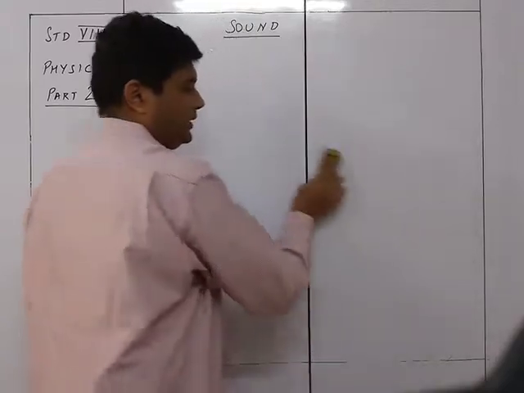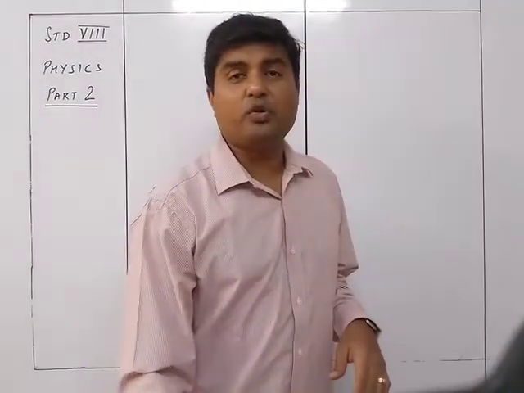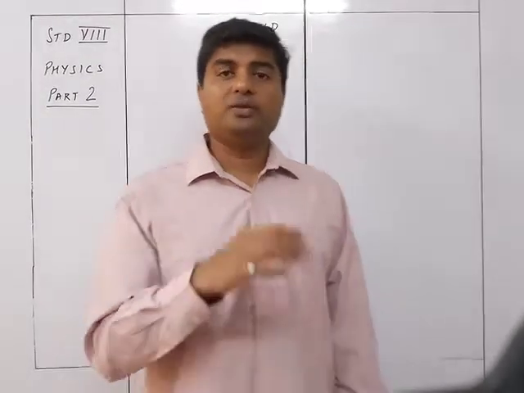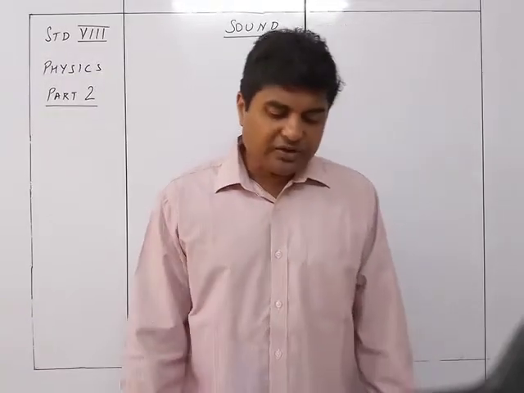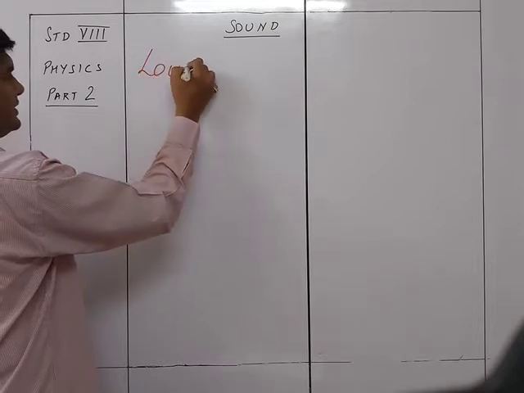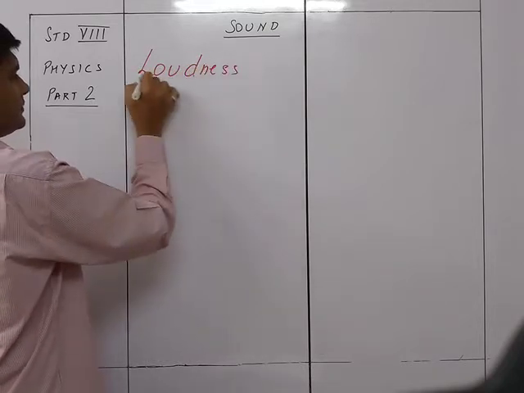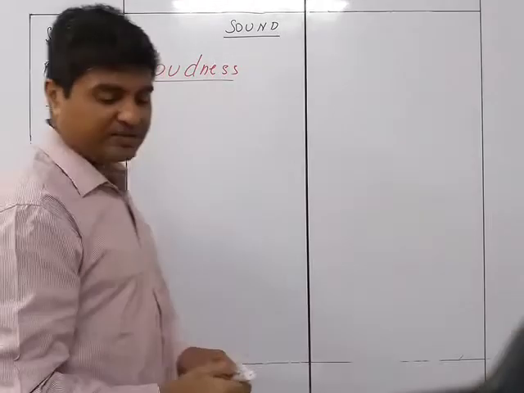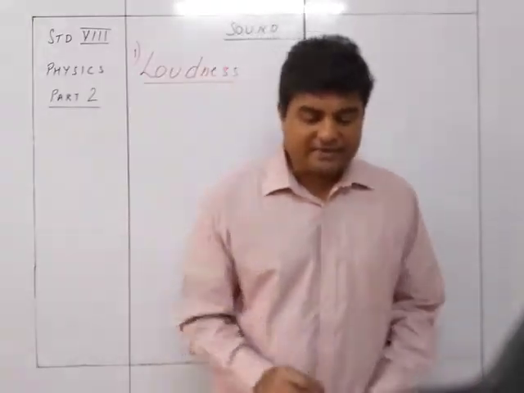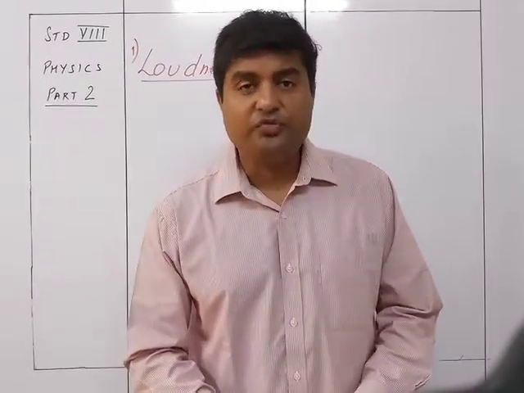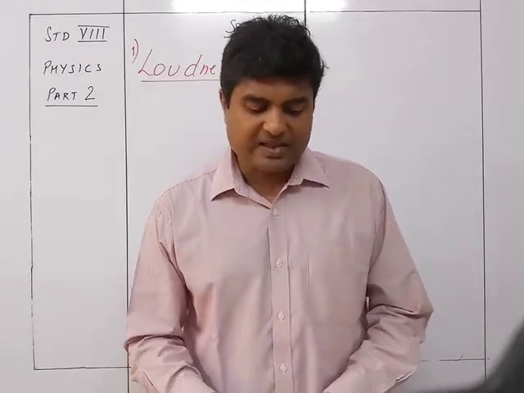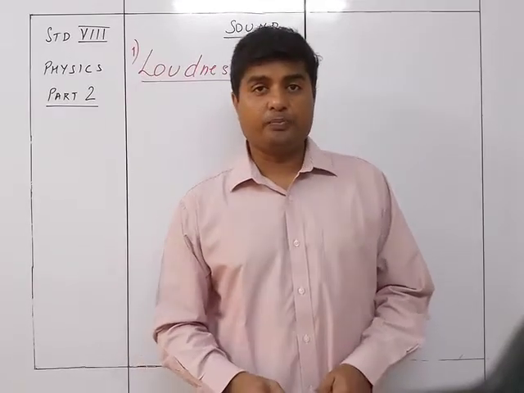Now let's see how the amplitude is going to make the sound different, how the frequency is going to make the sound different, and what is about the quality. First we'll try to understand what is loudness. The first characteristic of sound is loudness. Loudness is the characteristic of sound by virtue of which a loud sound can be distinguished from a faint sound, both having the same frequency and same waveform.